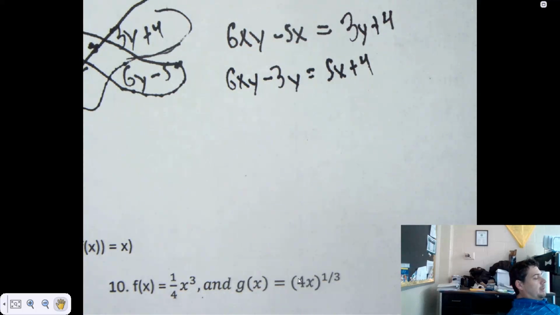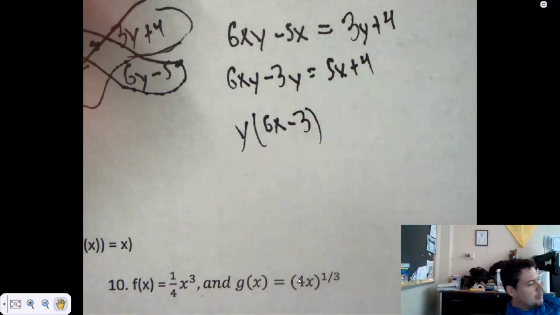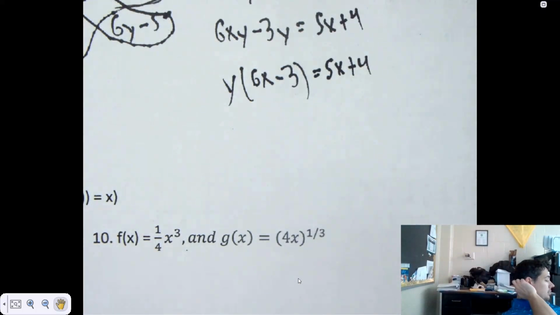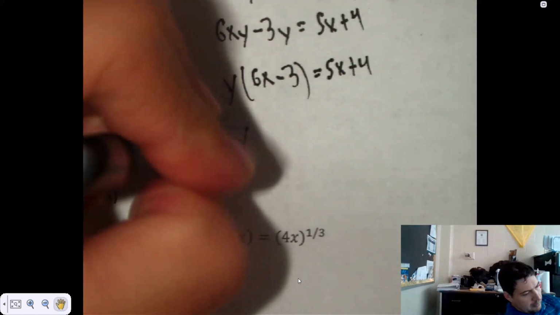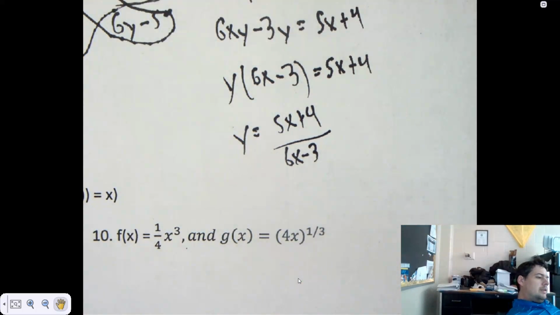And you follow commandment number 1. Pull the y. You can actually pull a little more than that, but it doesn't make sense on these to do it. You could pull a 3y if you wanted to. But then you have to turn around and divide it out. So you have y times 6x minus 3 equals 5x plus 4. What do you divide by? And that is it. So I did 1, 2, 3, 4, 6 of your homework problems.